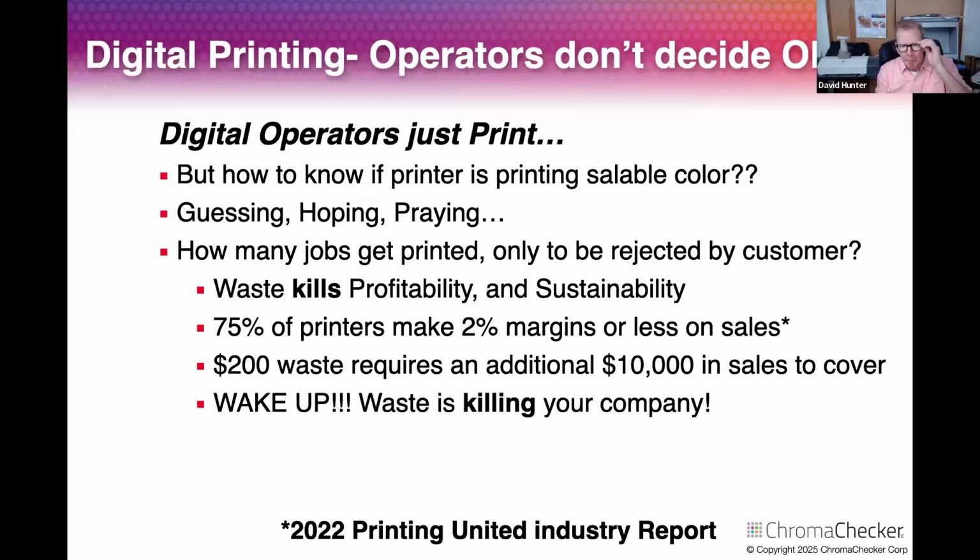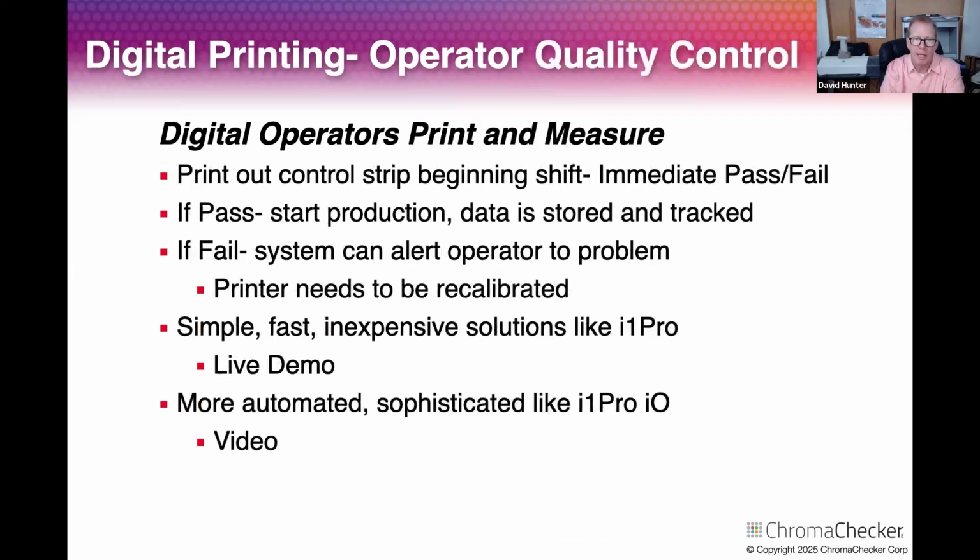So this is why printers are going out of business, because you can't sustain a business at 2% margins and not control color, which means you're still giving customers free jobs and writing things off, and you're just going to go away. It's not sustainable. You're going to go away. So get a quality mindset, get a system like ChromaChecker in here.